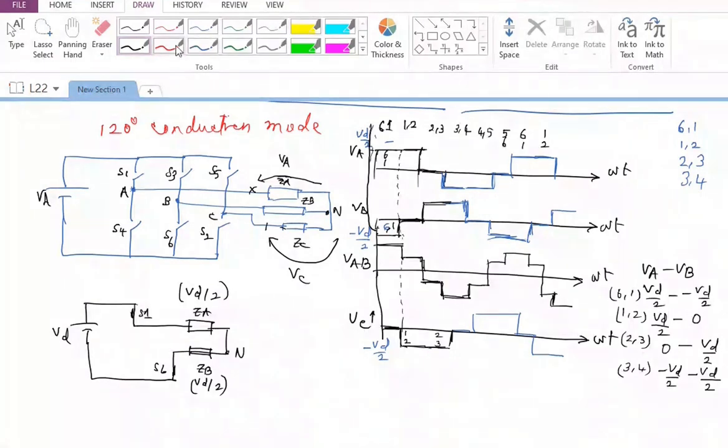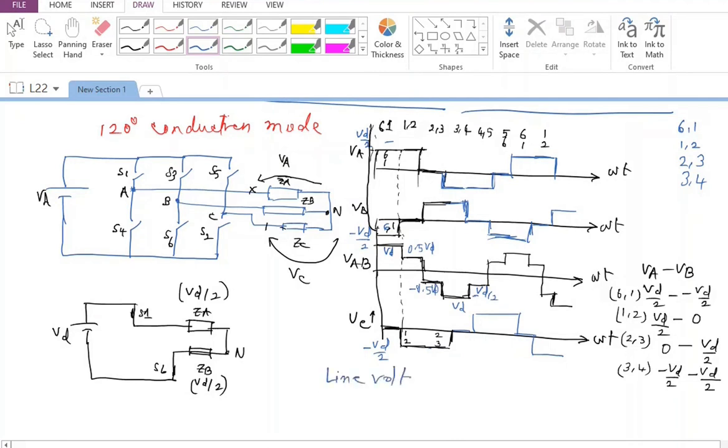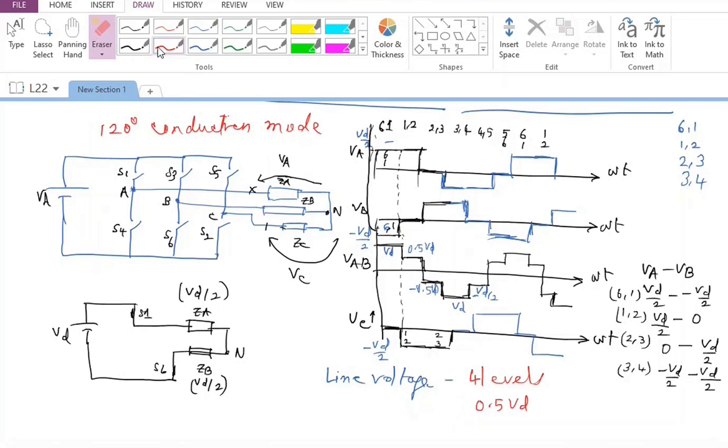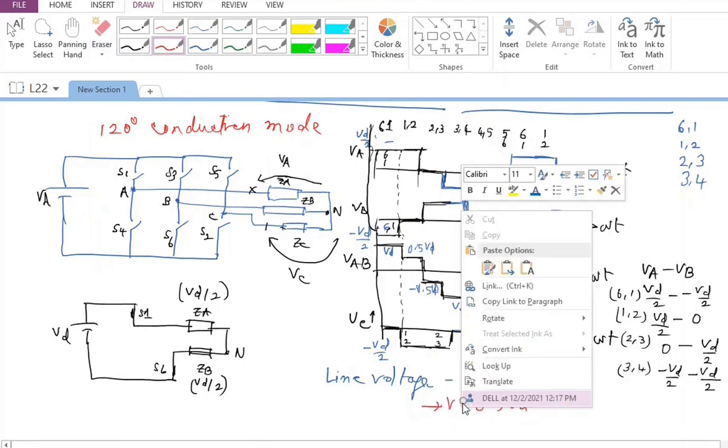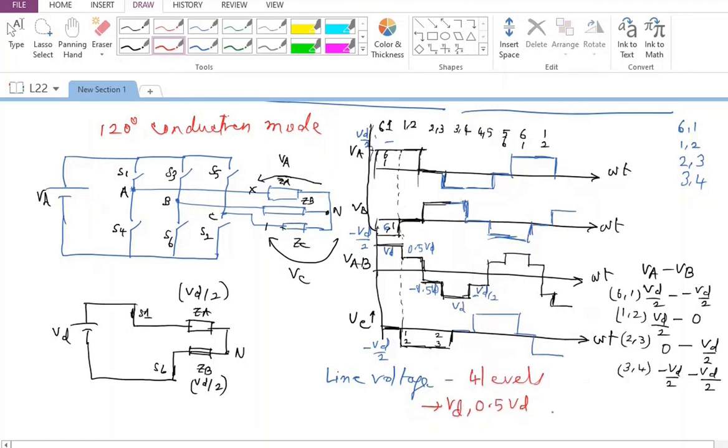So if you look at the levels, I'm going to have this as VD, and this is going to be 0.5 VD, and this is going to be minus 0.5 VD, and this is going to be VD. Again, this is going to be VD by 2 minus of VD by 2, and so on. So if you look at it, the line voltage has 4 levels. And what are the 4 levels? We are going to have 0.5 VD, and I'm going to have VD. So I have VD, 0.5 VD. Then I'm going to have minus 0.5 VD and plus VD.